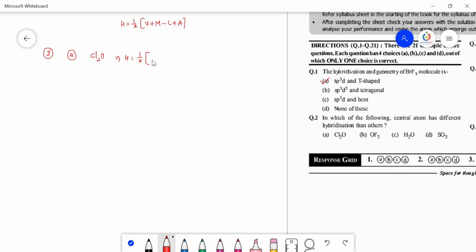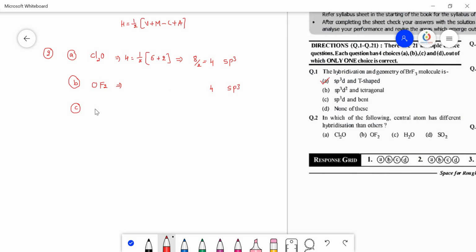Let's calculate the hybridization. H equals half into the oxygen valence, which is 6, plus chlorine forms a single bond with the oxygen, so two chlorines, two single bonds, and no positive charge, no negative charge. So the total is 8 by 2 equals 4. That means 4 hybrid orbitals, that is 1 s orbital and 3 p orbitals, totally 4. And option B, OF2. Here also fluorine forms a single bond with oxygen, so 2 fluorine atoms are there. Similarly, you will get the same concept, and here also you will get sp3 hybridization.